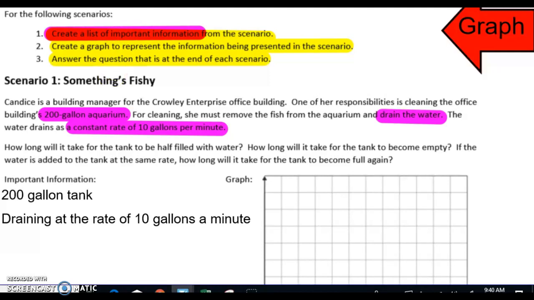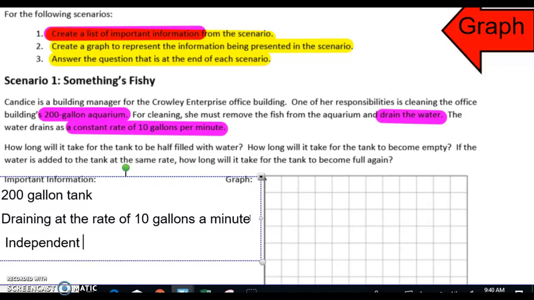I have to create a graph. So question number 2 says create a graph to represent the information. So I know I have to create an x-axis and a y-axis. The independent variable or quantity, that's what I'm going to find along the x-axis, is going to be my time. I'm going to measure that in minutes because it's telling me that it's draining at the rate of 10 gallons per minute.